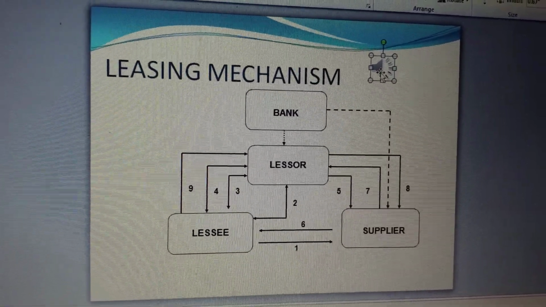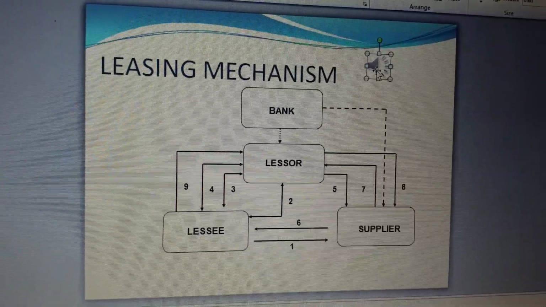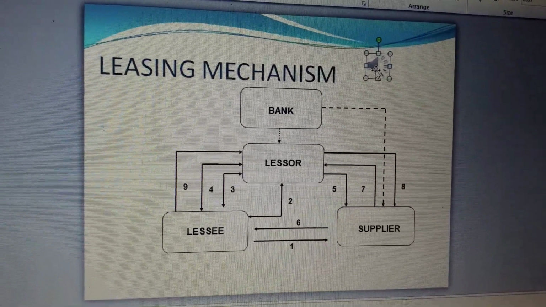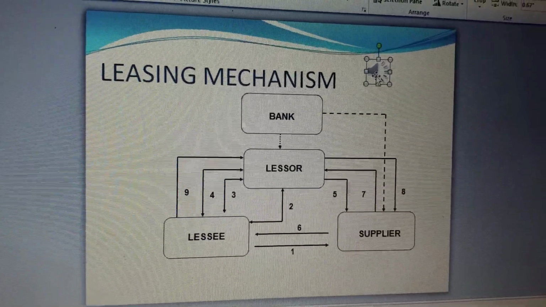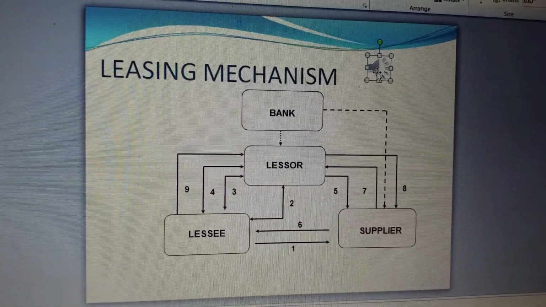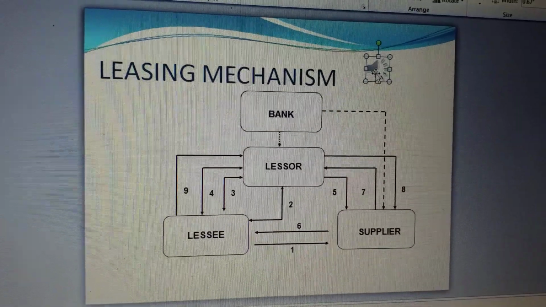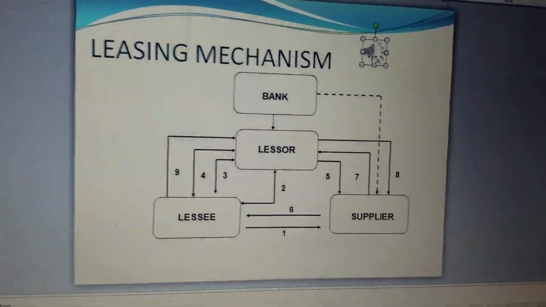While the lessee here is a party that needs to be funded by the lessor. And then there is a supplier. The supplier is the producer of the capital goods that are needed by the lessee. And the bank is the banking institution.